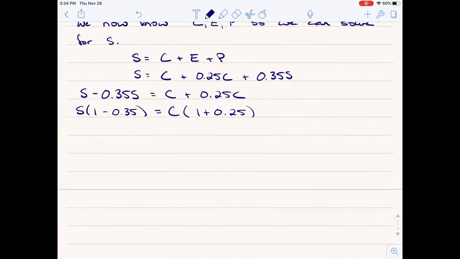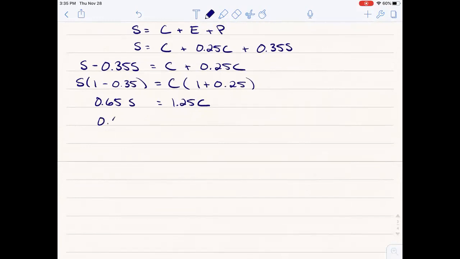Which means I have 0.65 S, just moving the S to the right-hand side because I think it looks nicer, but it doesn't actually matter. And then I have 1.25 C, same deal. But I know what C is, so now I'm just going to plug it in once. But you could have just as well plugged it in at the very top. Right? You'll get the same answer.